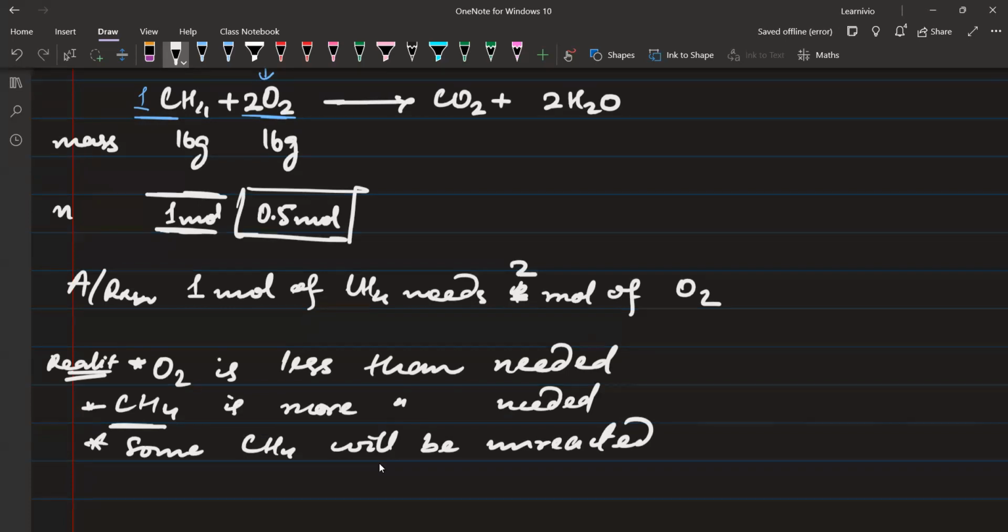So we need to calculate that unreacted part. How much CH4 is unreacted? For that, listen. 2 moles of O2, repeated. 2 moles of O2. Say it. If you don't say anything, things will not make sense. 2 moles of O2 needs 1 mole of CH4. Make sense?